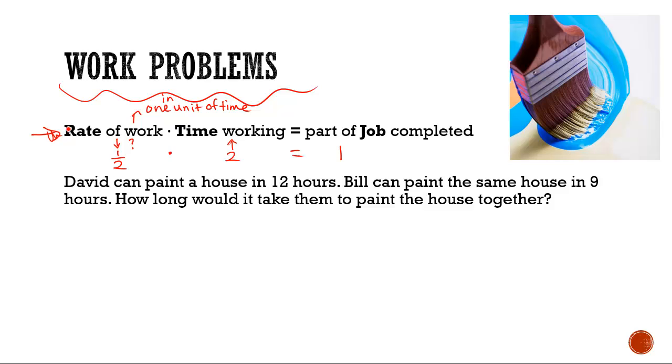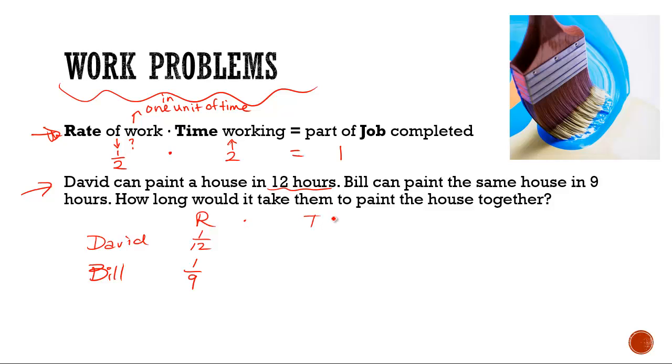So this is an important equation to think about. And really, it's essentially the same as rate times time equals distance, except instead of distance, we have the part of the job that's completed. So let's look at this problem here. We've got some info. David can paint the house in 12 hours. So what's his rate of work? Well, it'd be 1/12. Every hour he does 1/12 of the house. Now Bill can paint the same house in 9 hours. So what's his rate of work? 1/9.